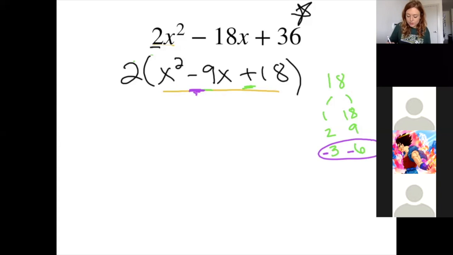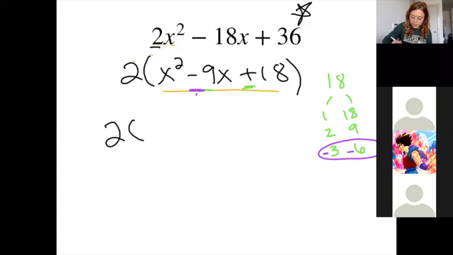Okay, so now we're ready to put those in our parentheses. So we're going to leave the 2. Just drop the 2 down like we see it, because we already took care of that guy. We took care of the GCF. He just hangs out on the outside.